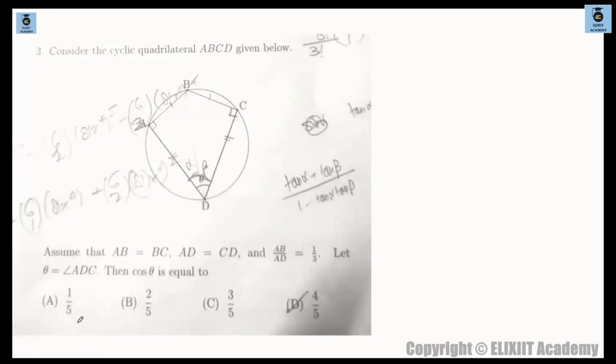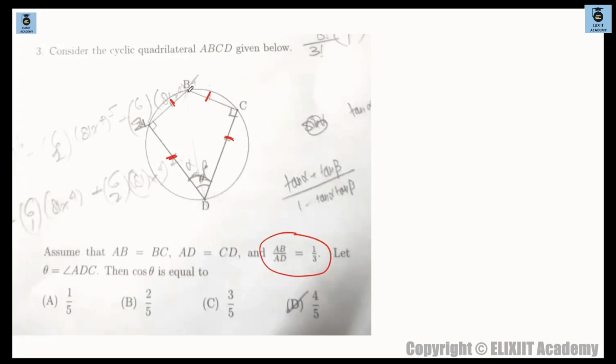Okay, so next we have this geometry question. Consider the cyclic quadrilateral ABCD given below. Here AB is equal to BC, and AD is equal to CD. And the ratio AB by AD is given to be 1 by 3. So first of all, from the first two conditions itself, we can clearly say that this is a kite.